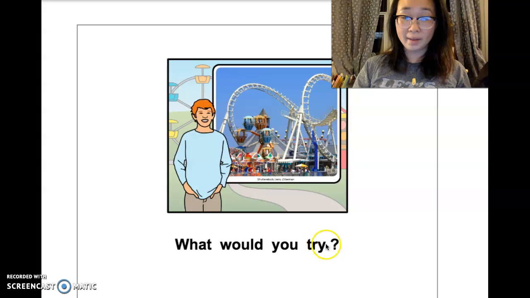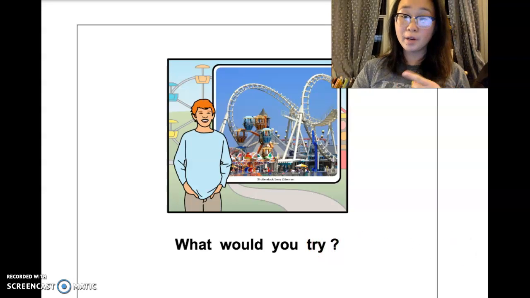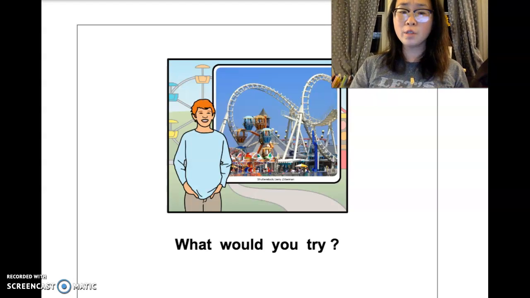What would you try? So there was the merry-go-round, roller coaster, the pirate ship, playing the games. Those are all fun things you can do in an amusement park. And you can think about which one would you like to try doing.